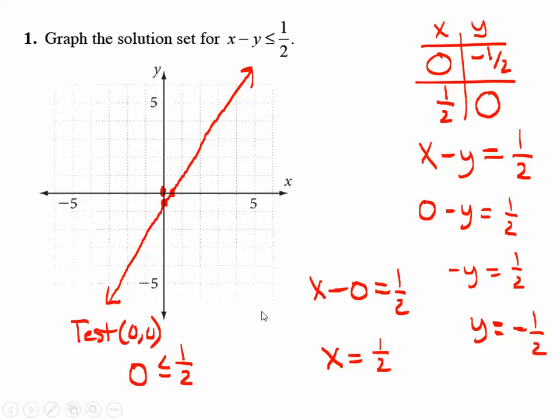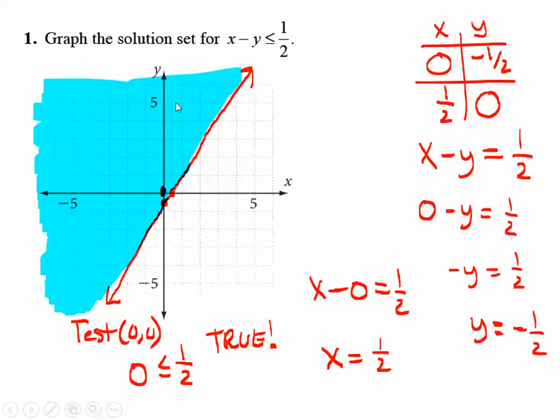Okay, so here's what we know. Any point on this side of the line, anything that's also on the side with 0, 0, is true as well. So -1 would be true. 0, 5 would be true. Any number here would be true. So what we do is we just shade this whole entire area. So we're saying all the stuff on the line and in the shade is the solution.